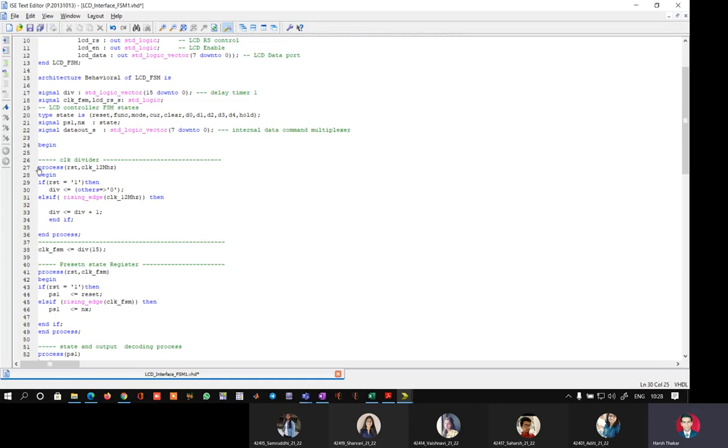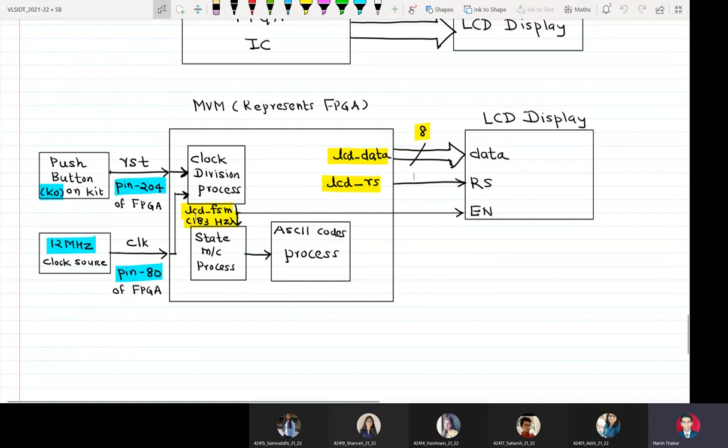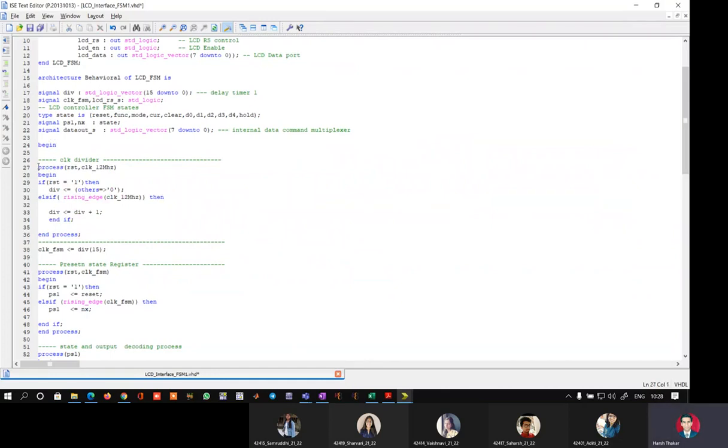So the first process is nothing but a process which actually performs the function of frequency division. Got the point? Now I will prove to you why in the block diagram I have written that 183 megahertz. So students, this which is from line number 27 to 38. So the process ends at line number 36, but after coming out of the process, I am assigning the MSB bit of the 16-bit vector div to the signal clock underscore FSM. So why I have done this?